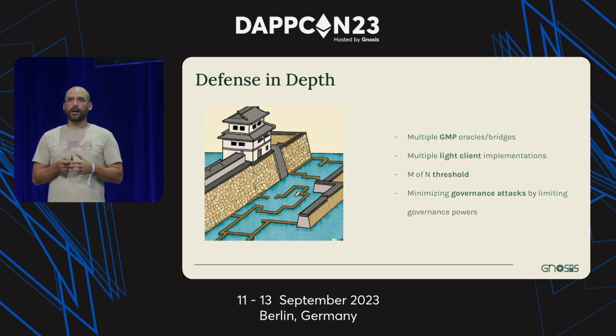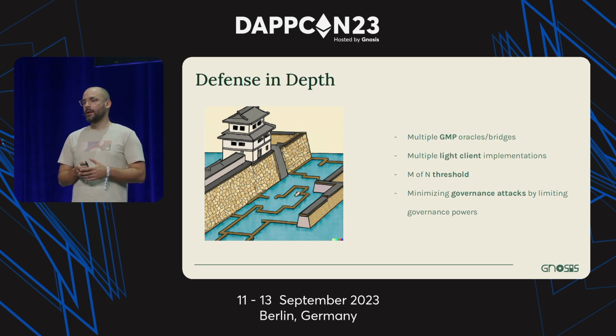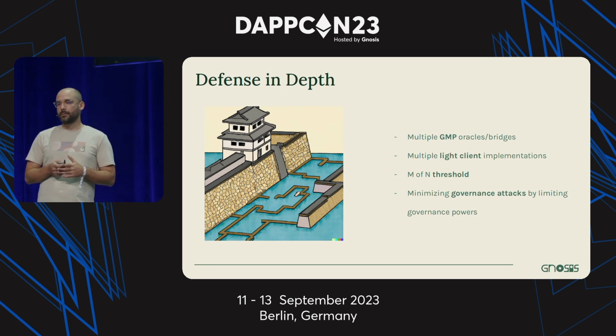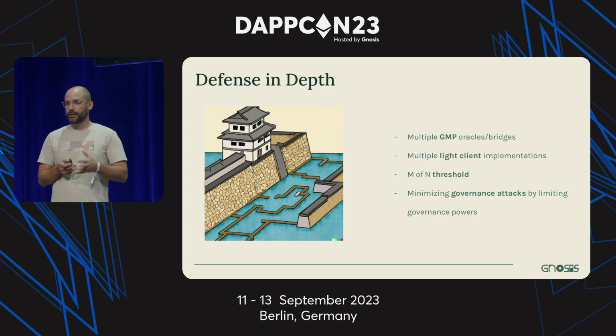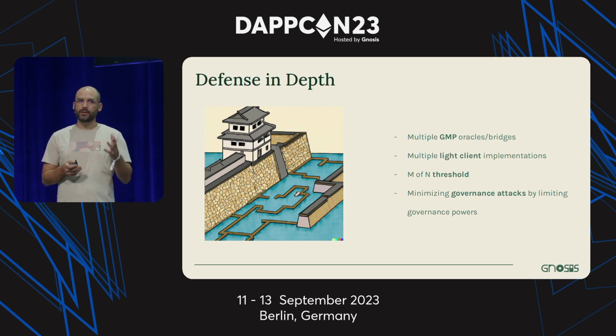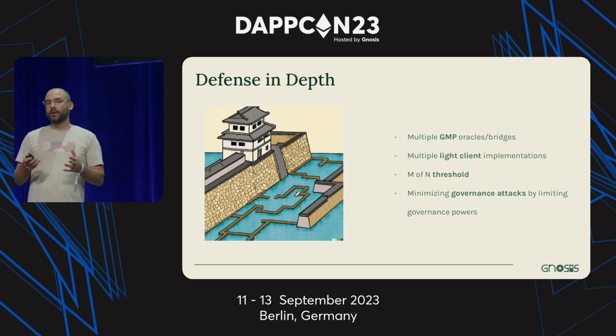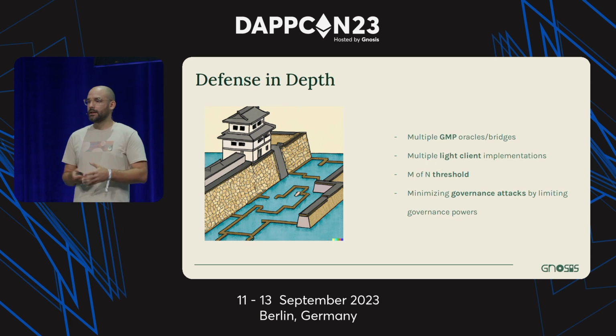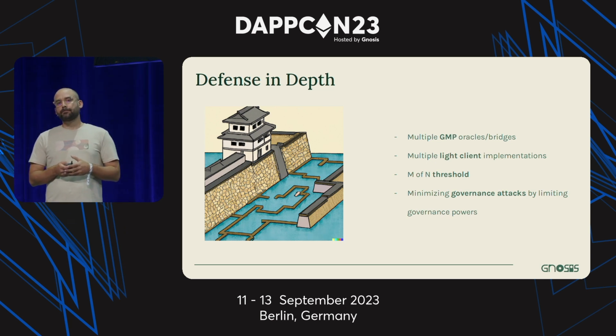The approach to defense in depth: what are our weapons to offer multiple layers of defense in security? First, many different general message passing implementations. Any kind of bridge that offers a message passing mechanism can be integrated due to the modularity of the framework. Second, multiple light client implementations, with an M of N threshold. Imagine something like a Safe, like a multisig. If you want to optimize for security, you can have a 4 out of 4, so you expect all four inputs to agree on something. If you want to optimize for resilience, you can go 2 out of 4 and so forth, so you have this flexibility. And the last one is to minimize governance attacks by limiting the governance powers.